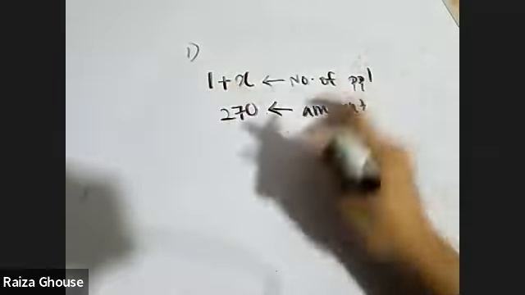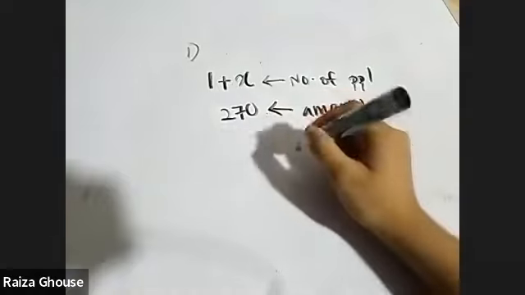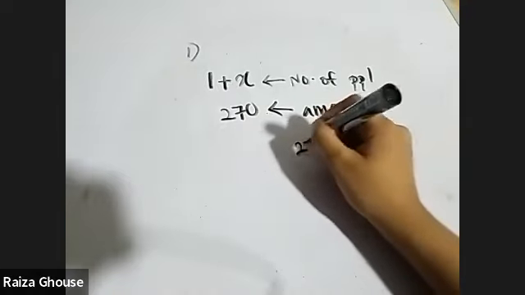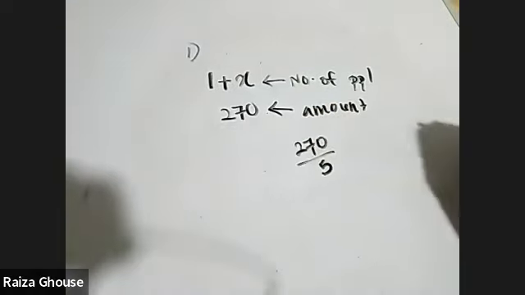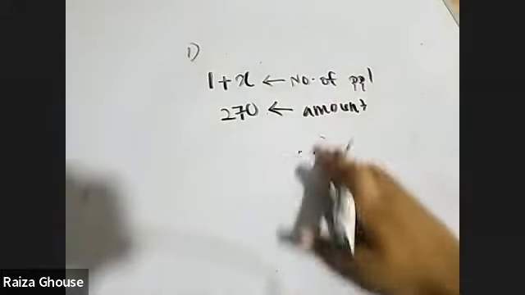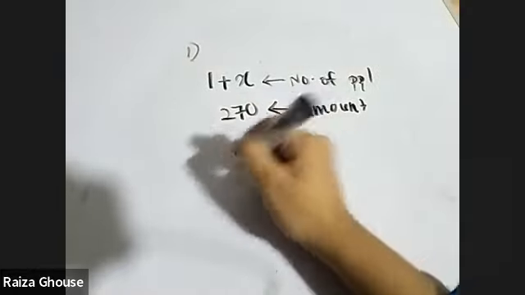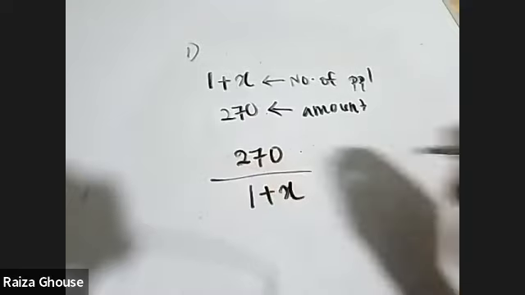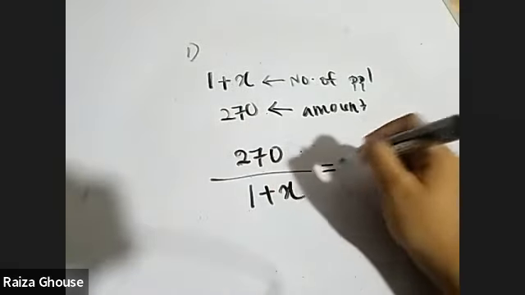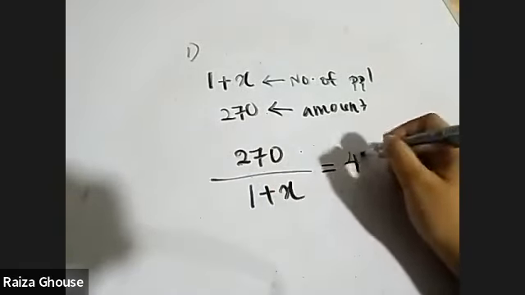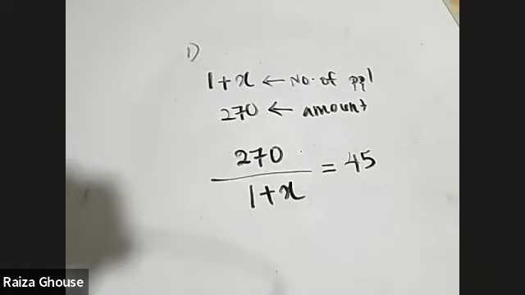Now just think, you all are 5 friends, right? So you're having a 270 amount, and you're dividing this among the 5 people. The same thing applies here also. You have 270 amount. You are dividing this among the 1 plus x people, so that each person is receiving 45 rupees. This is your equation.